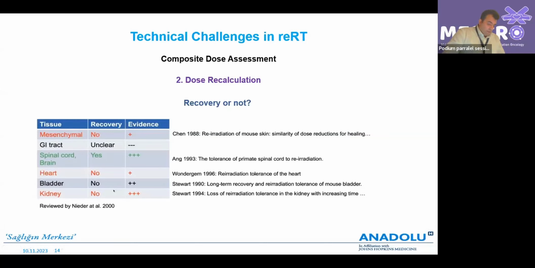So look at this table. This was reviewed by Nieder in 2000. They see that these red things, mesenchymal tumor, mesenchymal part, heart, and kidney, have no recovery, and the evidence is very high. But if you look at the spinal cord, there is some recovery, which means that you can discount some dose from the spinal cord. So you should know what kind of organs you can do a discount for and which you cannot.